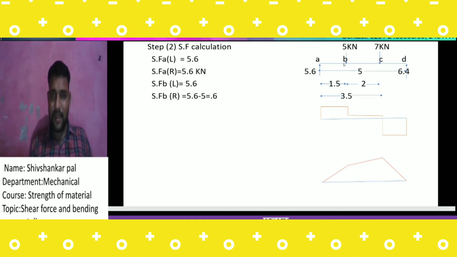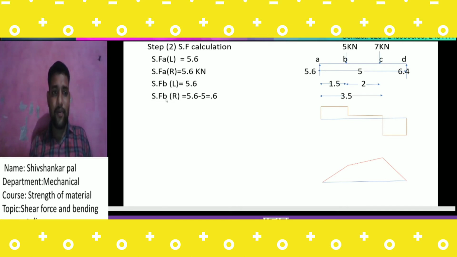On the left-hand side of point B, I see only one force acting, 5.6. I do not see the 5 kilonewton because I am not yet at point B. I am situated to the left of point B. I start the shear force from here, so I do not see this load here, only from point A to B. Being at point B, I see only one force, the 5.6. So the shear force at point B on the left-hand side is equal to 5.6.